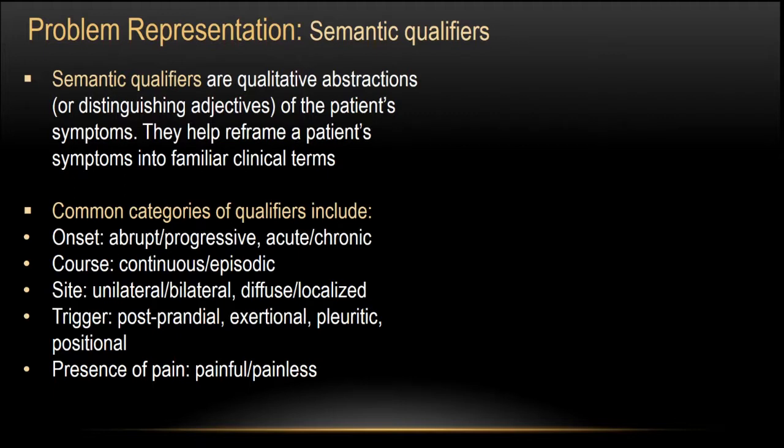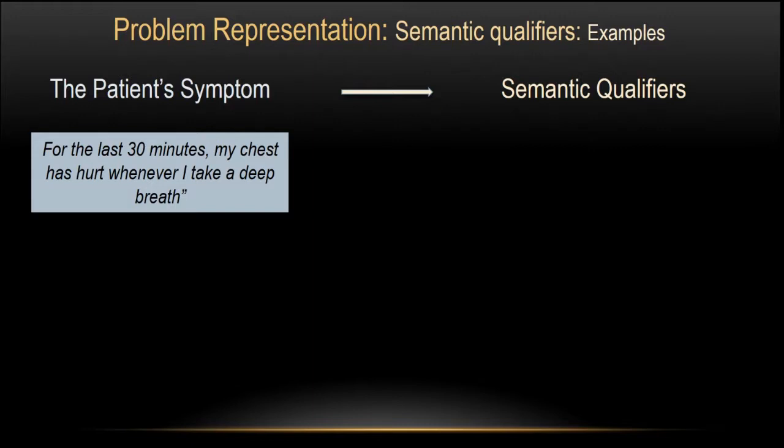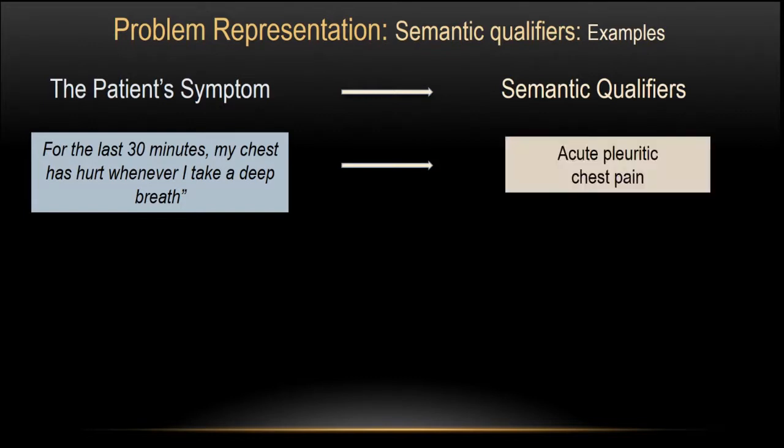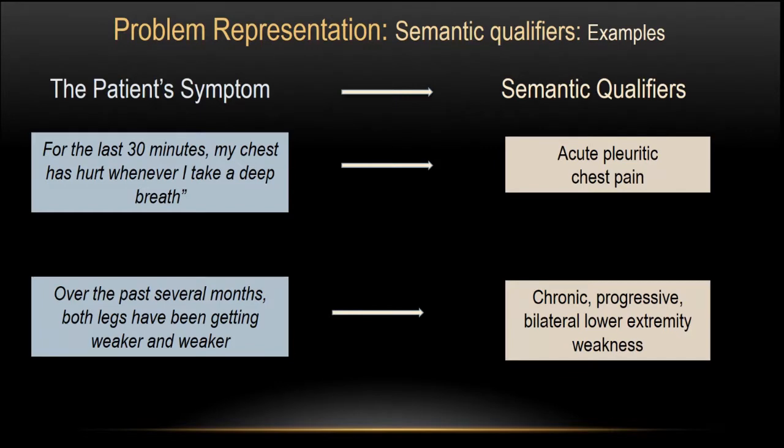Let me give you some examples here. When the patient says, for the last 30 minutes, my chest has hurt whenever I take a deep breath, how are we going to put these patient's words in some semantic qualifier form? So I can say acute pleuritic chest pain. So these are distinguishing adjectives for the patient's symptom. Over the past several months, both legs have been getting weaker and weaker. Then how to put it in semantic qualifier terms is going to be chronic, progressive, bilateral, lower extremity weakness.